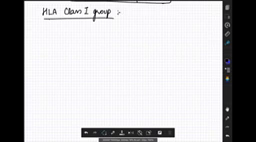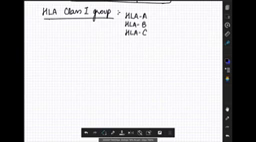The HLA class 1 group of genes comprises multiple genes which encode proteins that we call HLA A, HLA B and HLA C, and these are composed of two subunits, alpha and beta.